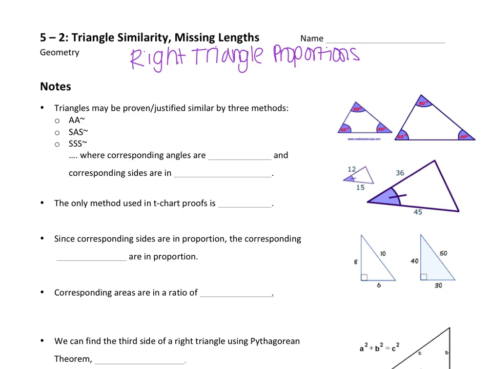Triangles may be proven or justified similar by three different methods. In these three methods, you'll notice all of them have little squiggles. That just means similar or similarity. So the first one says AA similarity, then we have SAS similarity, and side-side-side SSS similarity, where corresponding angles are congruent and corresponding sides are in proportion.